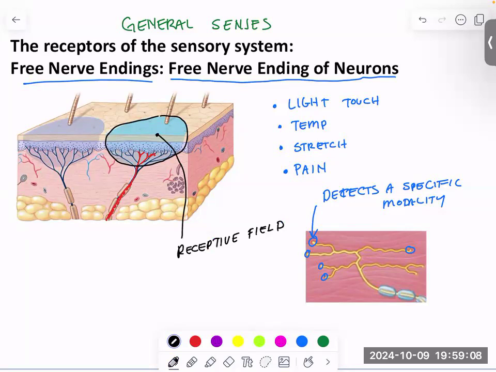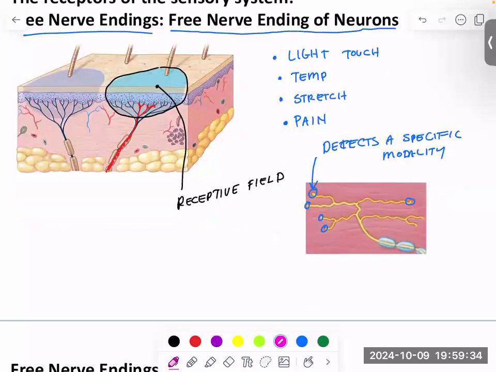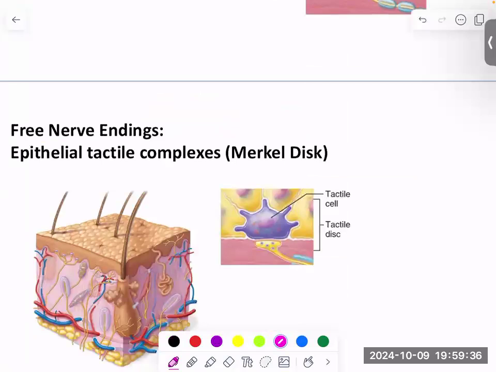You will learn more about receptive fields in physiology and how they can be used to help you locate where you're being touched, where you're being exposed to temperature, where your skin is being stretched, where there's pain. That is what free nerve endings detect. The rest of them are all named after old anatomy dudes, as I like to say. So I apologize because they're all named after somebody.